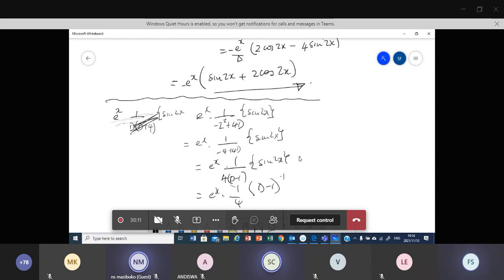It's minus 4 plus 4d, which you rationalize. For e to the power x, 1 over 4, rationalize: d plus 1 over d minus 1, acting on sine 2x. Yes, I think this one will be correct.